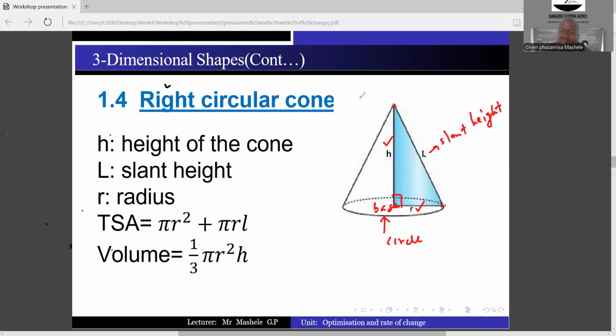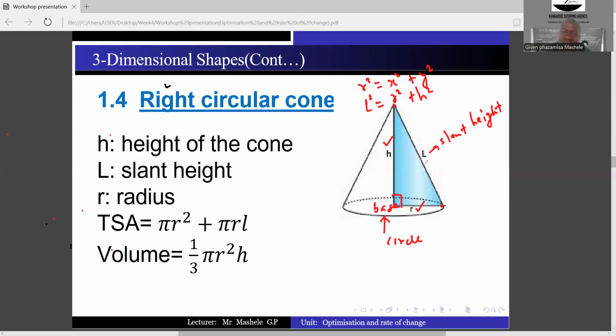And in the right angle triangle, we can use the theorem of Pythagoras. So this is what you can use to determine the slant height. The R here will be our slant height, the X will be the radius, and the Y will be the height.